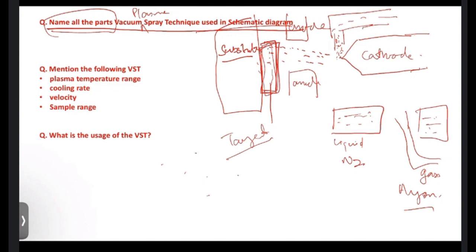Here plasma is generated because of the interaction of anode and cathode. Our large bulk particles move through a carrier gas over here and get deposited on a substrate. And there is a chiller system which uses liquid nitrogen. So how many parts do I have in this technique? Count the number of parts. You can do this one at least.